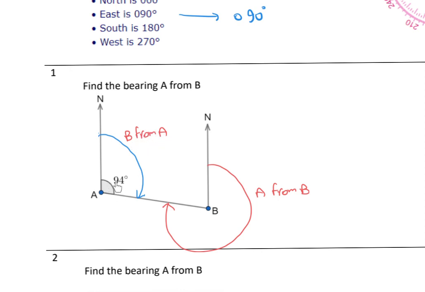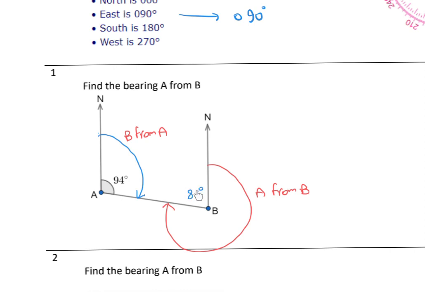Now B from A is given to you, 94. Can you find A from B? We have a relation between this bearing and that one. This is called the back bearing. We know that the north lines are parallel, in the same direction. So the two interior angles add up to 180. So 180 minus 94, this angle is 86.